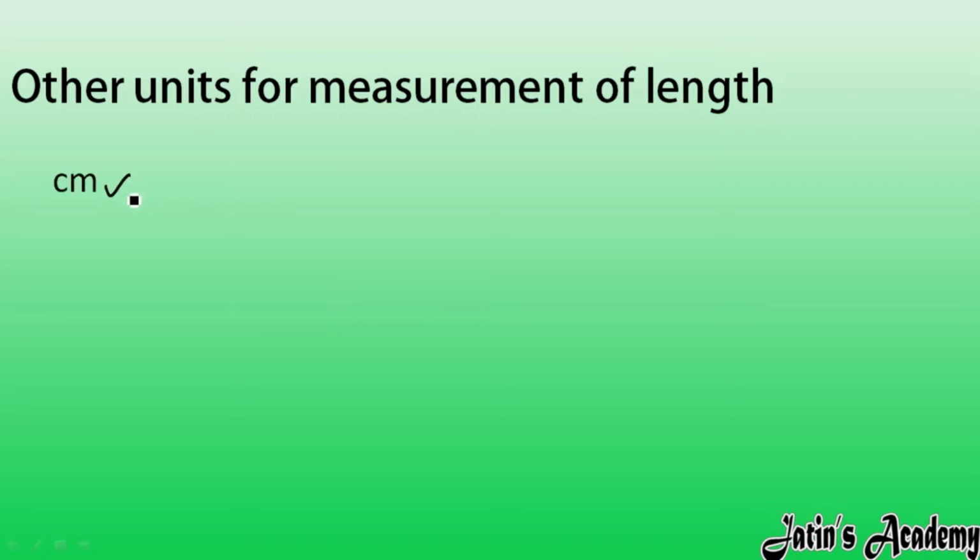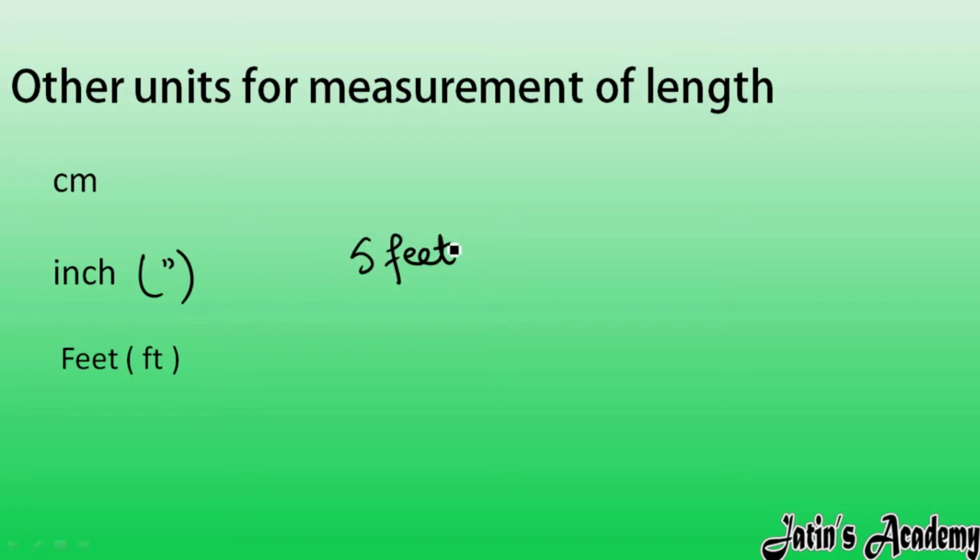One is centimeter. Centimeter is used for smaller measurements. If you want to measure a small length, then you will use centimeter. Inch, if you want to measure your height, then you will use inch. Feet you can also use. Inch you represent by this symbol. Like my height is 5 feet 4 inch. So feet and inch we use to measure length.